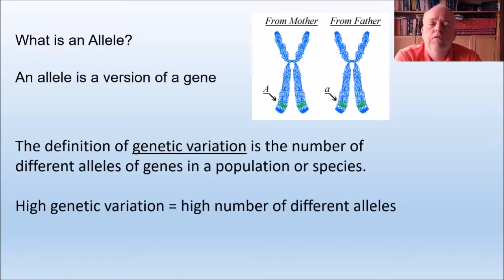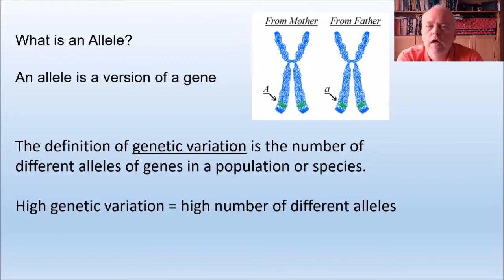The term genetic variation, it's important we've got a good definition for this. The definition that we really need to be confident with is the number of different alleles of genes in a population or a species. I'm not a huge fan of the term genetic variation. Allele variation I think would be more useful. We're looking at genetic variation, the number of different alleles of genes in a population or in a particular species. It is a definition that's worth committing to memory.